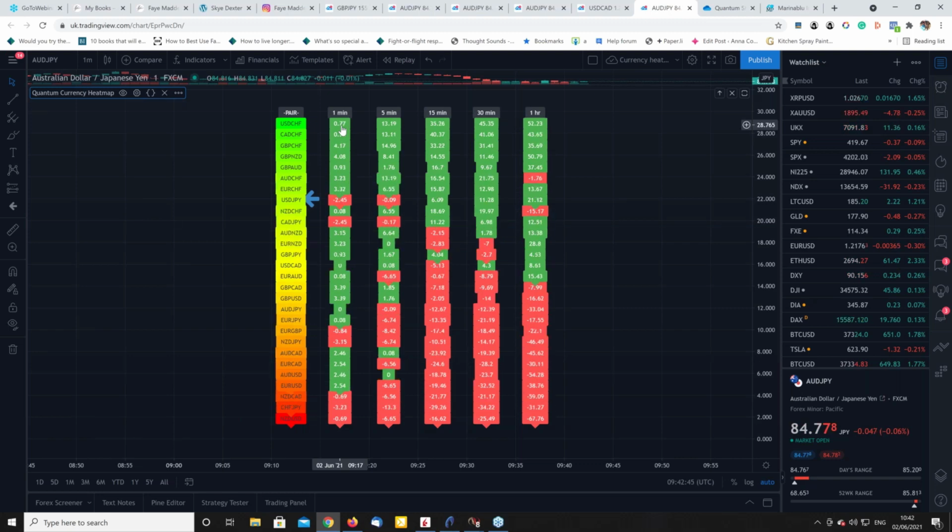So they will be for your dailies, where you're holding positions over multiple days, you're looking for currency pairs to move over 2, 3, 4 days, you're holding over weekends, that sort of thing. So that's the currency heat map there.